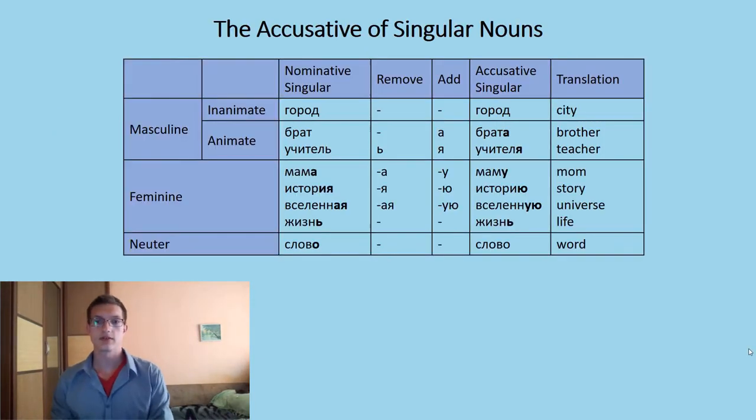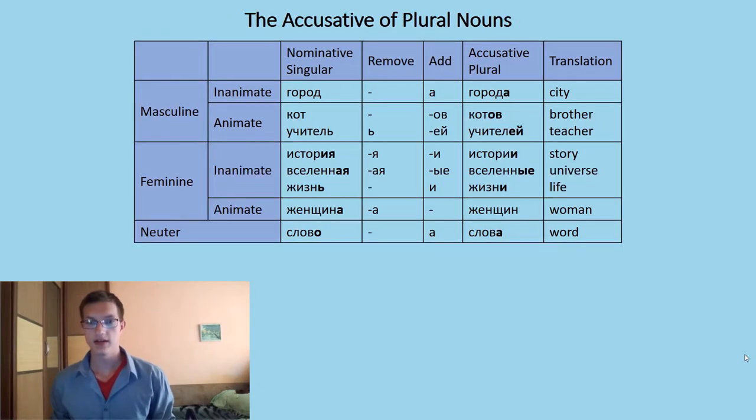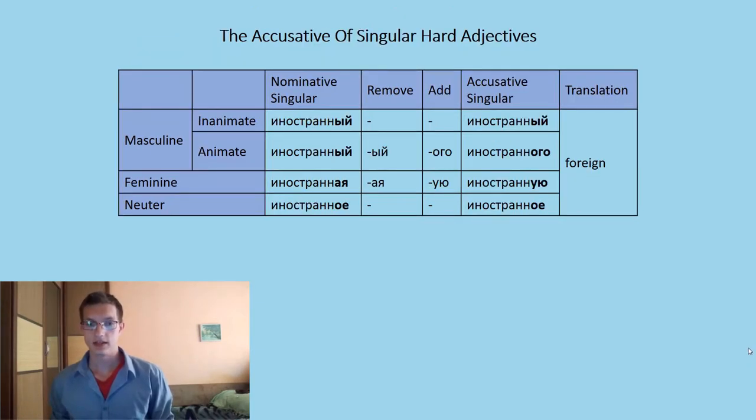So, the accusative of singular nouns. Город, брата, учителя, маму, историю, вселенную, жизнь, слово. Города, котов, учителей, истории, вселенной, жизни, женщин, слова. Иностранный, иностранного, иностранную, иностранные.